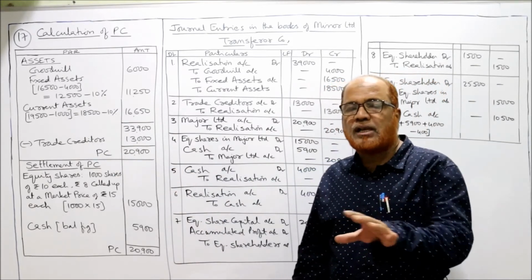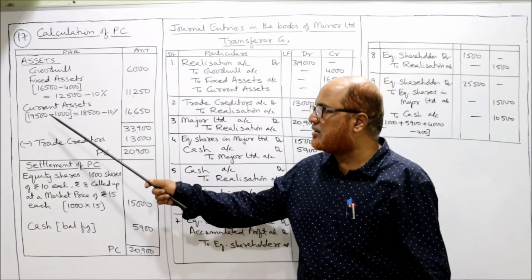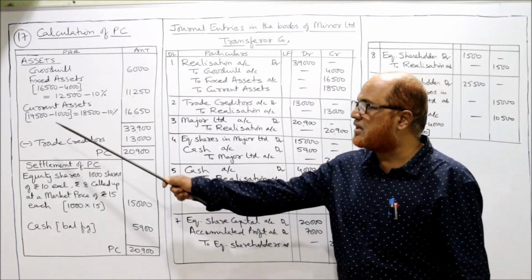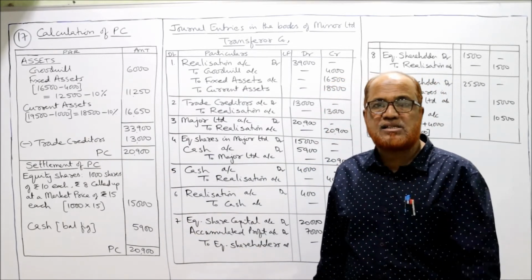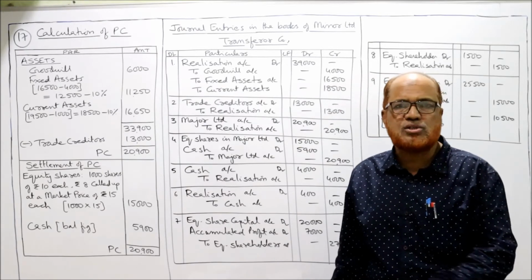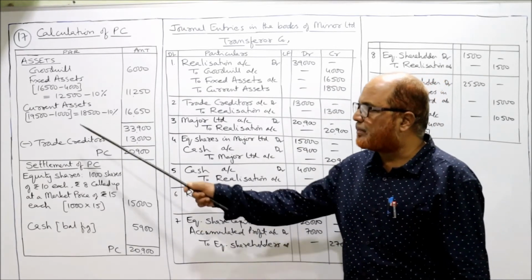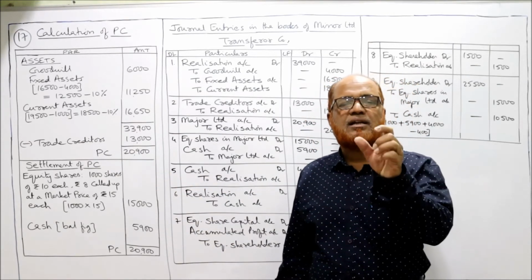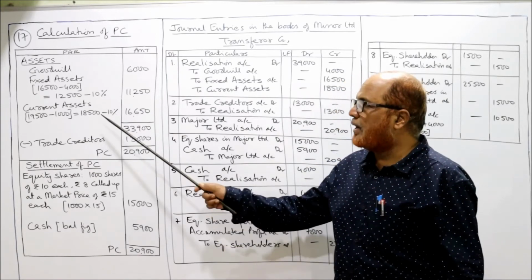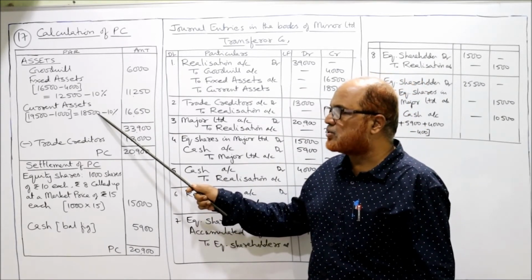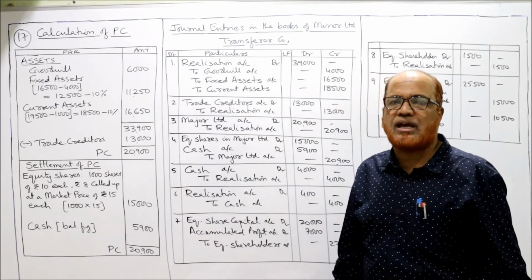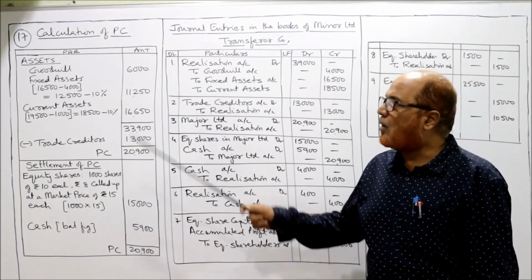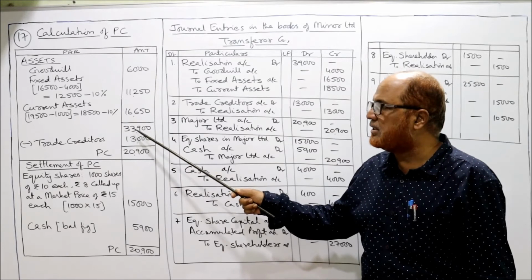Current assets. The total current assets as per the balance sheet is 19,500. In the problem it is given, Minor Limited balance sheet asset side, current asset 19,500. From that, one current asset is not taken over, that is cash. Cash is not taken over by the purchasing company. So subtract 1,000, remaining 18,500. And it is given all the assets are taken at 10% less than the book value. So 18,500, its 10% is 1,850. Subtract 1,850, you will get 16,650. This is the agreed value of current asset. Now add up all the agreed values of all the assets taken over, 33,900.